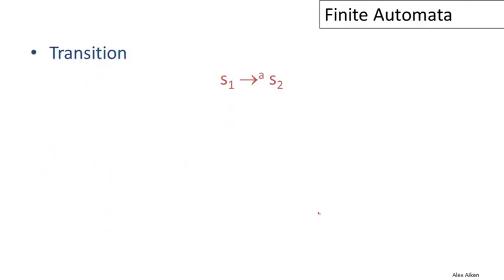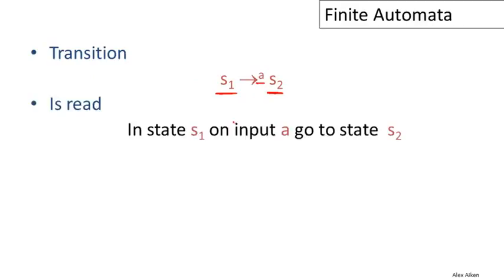So let's look at that in a little more detail. A transition in a finite automaton, and here I've written out one particular transition: if we're in state 1 and we read the input A, then the automaton can move to state 2. There could be lots of different transitions for the automaton from different states and different inputs. And it's read in the following way: if we're in state 1 on input A, we will go to state 2.